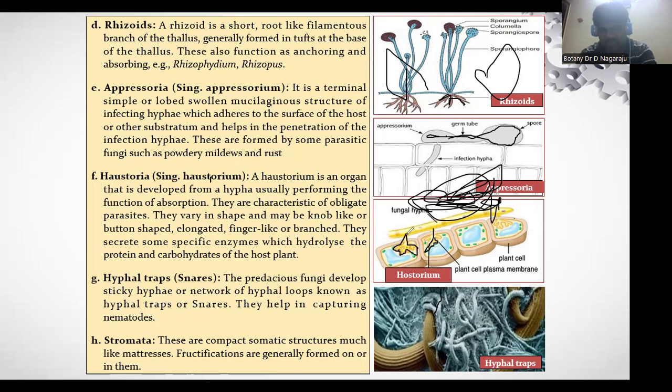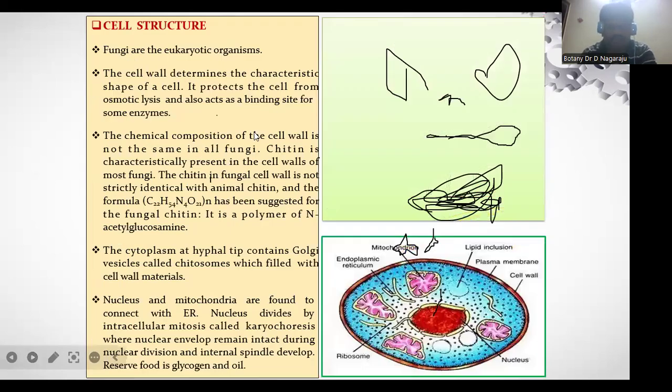Could you able to see this? These are haustoria, and these are the snares, stomata. And cell structure, cell wall composition, we already studied. Chitin, C22H54N4O21. This is the formula of the chitin. This is also sometimes asked. C22H55N4O21. That is the formula of chitin.